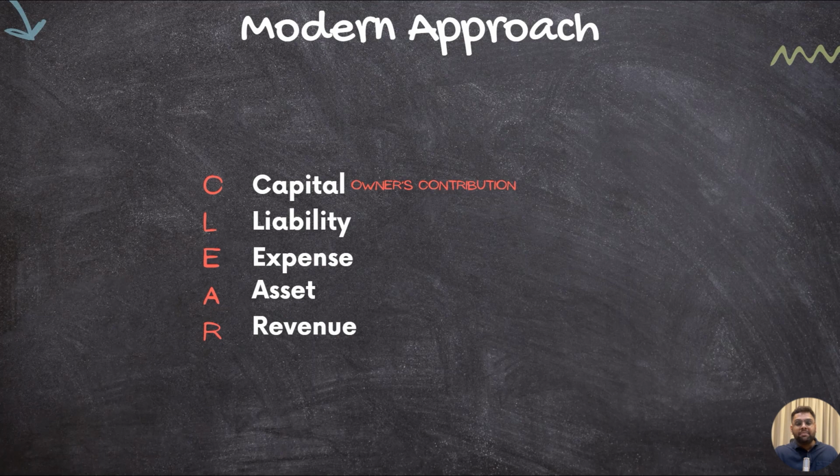Liability is the money business owes to outsiders, such as bank loan, creditors, unpaid expenses, etc. Expense is the business's expenses, such as purchases, wages, salary to employees, rent, insurance, etc. Assets are the valuable properties business owns, such as land, building, investments, debtors, cash, stock, etc. And lastly, revenue is the income of the business, such as sale of goods, interest received, discount received, etc.